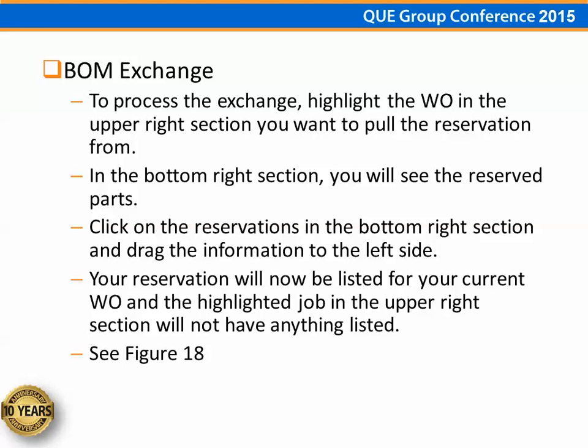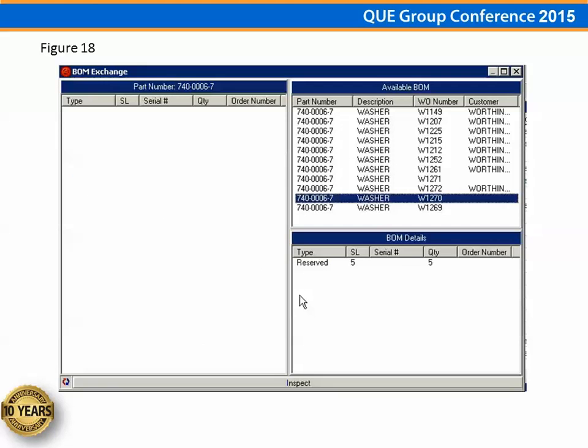In the bottom right section, you'll see the reserved parts, and you can click on the reservations in the bottom right side and just drag it to the left-hand side. Your reservation is now listed in your current work order, and the highlighted job in the upper right section will not have anything listed. If you pull up this presentation, this is another video showing you the options where you can drag and drop and how it works. It's a quick, simple transfer over.